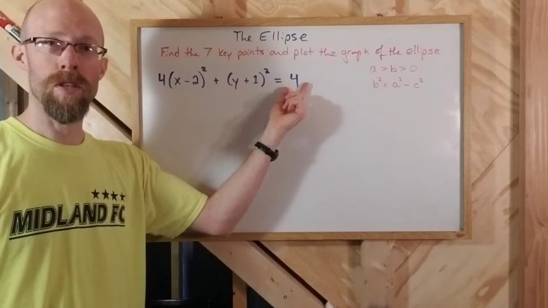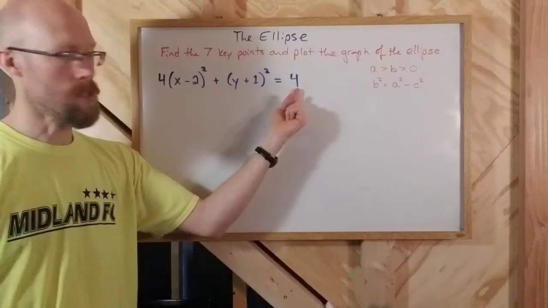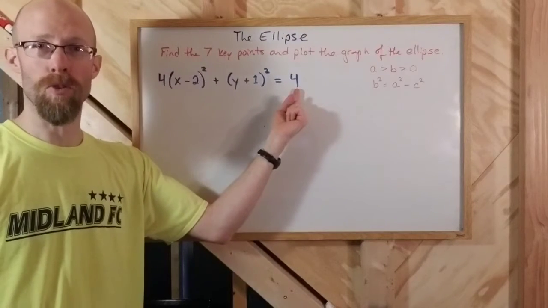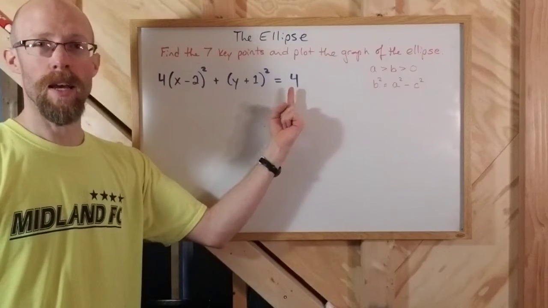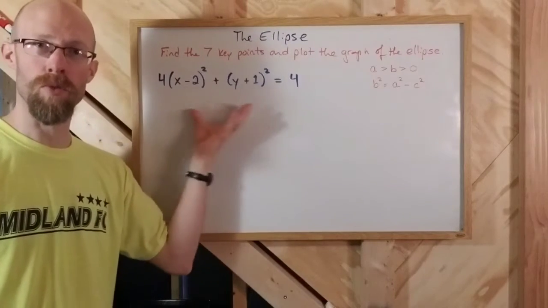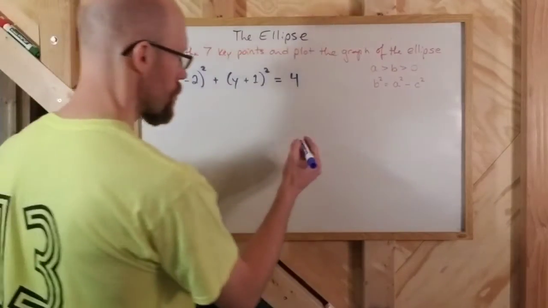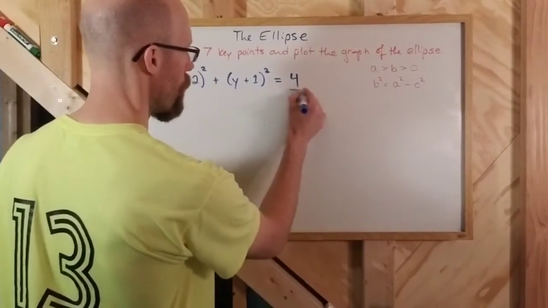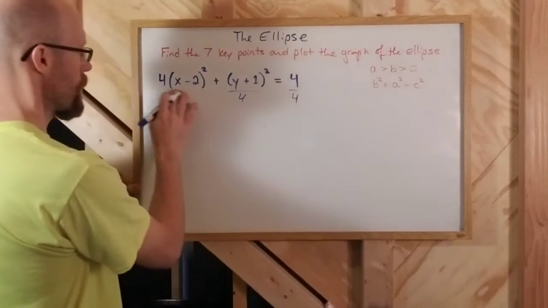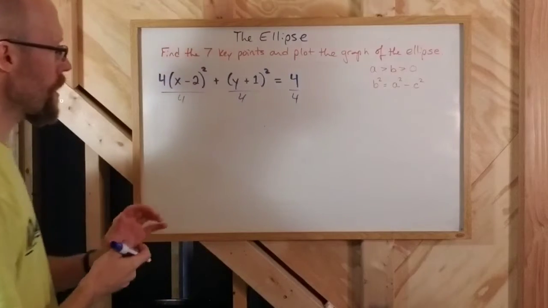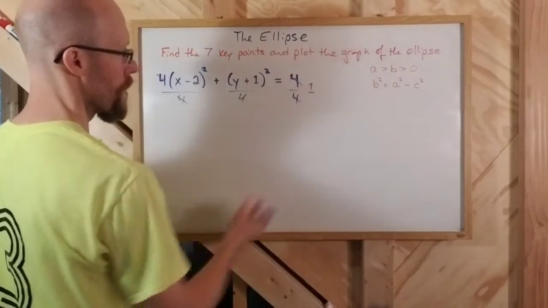Well, in all of our standard forms, we need a 1 on the other side. So what I need to do is divide both sides of the equation by this 4 to create the 1 constant. And once the constant is 1, then we'll see the denominators develop. Okay? So the first thing we'll do here is to divide out the 4. Divide it out there, divide it out there, divide it out there. And here the 4's will cancel. Here the 4's will cancel, and we're left with 1.